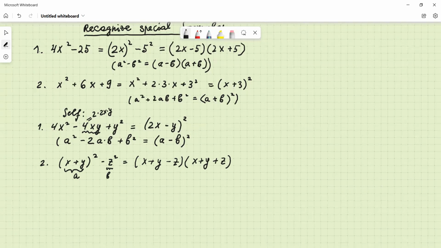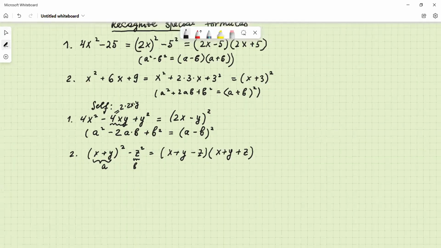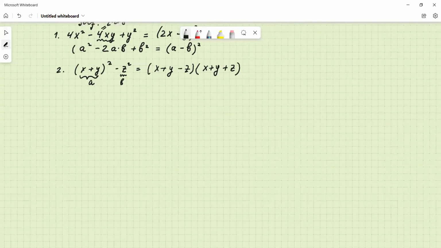Okay. The last thing I want to teach you is how to complete the square. It's not about factoring, but it's a little bit about the special formulas, and I want you to know how to do this. So, let me just scroll a little bit. Okay, completing the square.